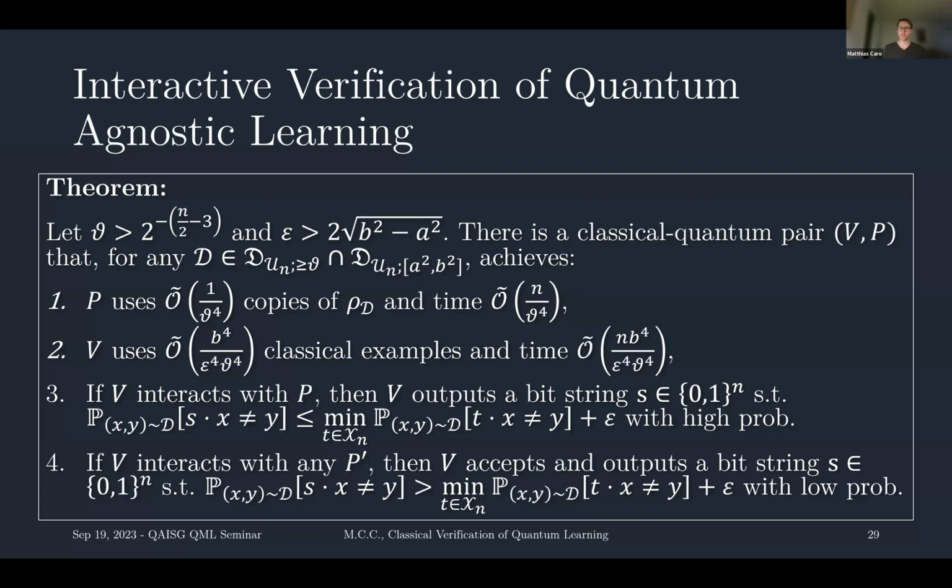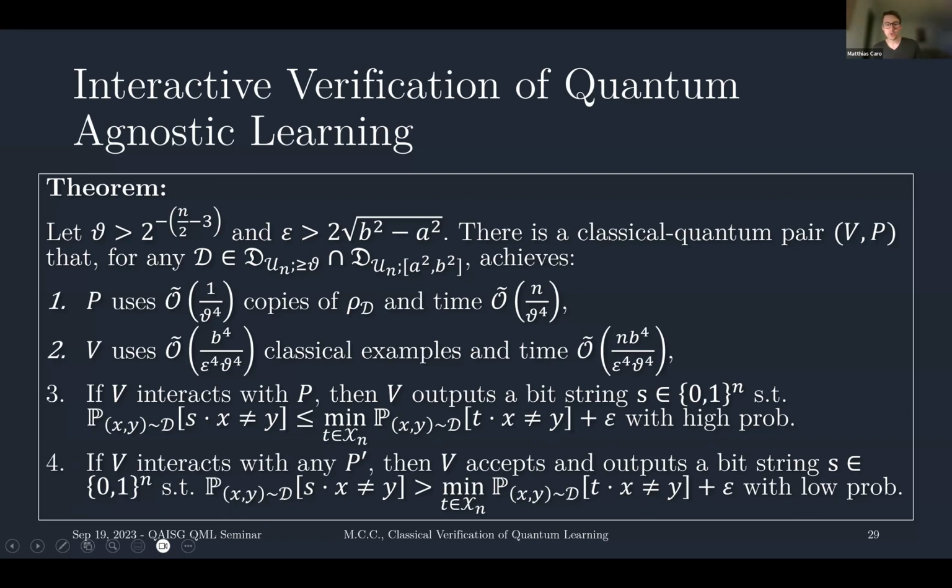I'm not going to show the details here. But this is also how you can define interactive verification of learning. You want the prover to be efficient and the verifier to be efficient. If the prover does the right thing, you want the verifier to produce an output that satisfies the agnostic learning guarantee. And no matter what the prover does, the probability of getting an output that fails to satisfy the guarantee should be small.